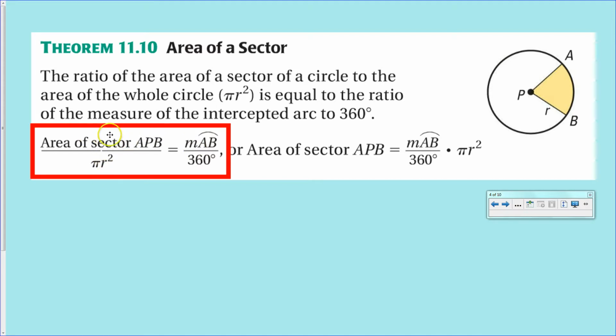So this is the portion of the circle area, and this is the whole area of a circle. And by setting up that proportion and solving, you should be able to get anywhere you need to go. You can also phrase it just like this. The area of sector APB is basically a percent of the circle.